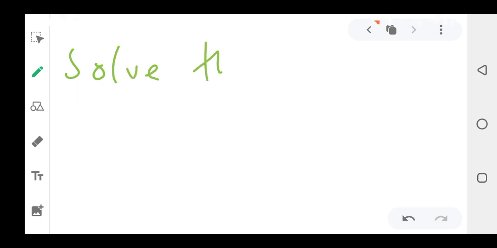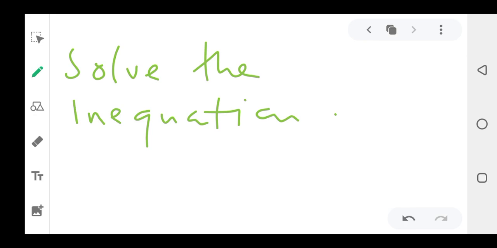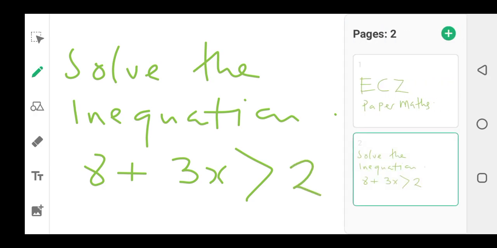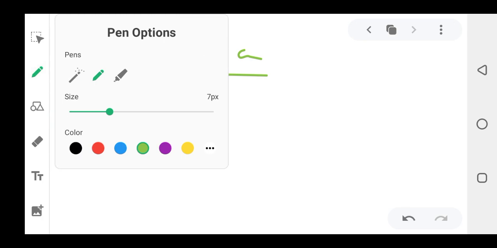Solve the equation 8 plus 3x greater than 2. Okay, this is the one that we are solving, so I'll solve it here. So this is the solution. I'm solving it from here.